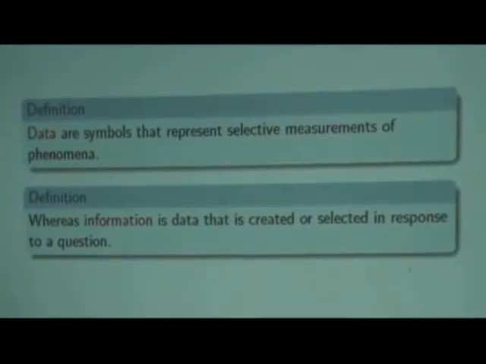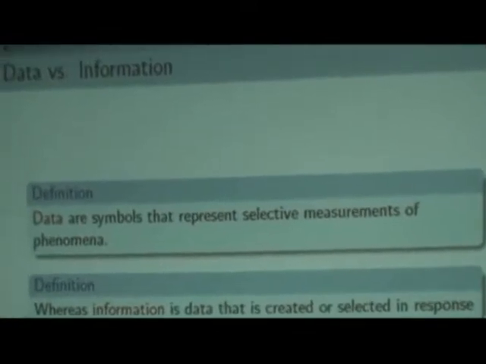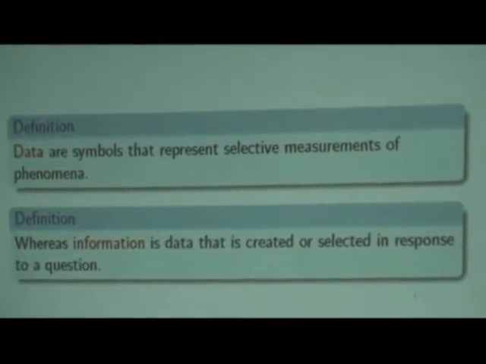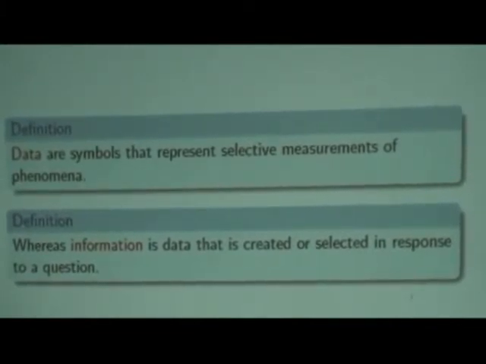So before we go more in depth into the problem, I just wanted to give a definition of exactly what I mean by data. Data can be considered as symbols that represent selective measurements of phenomena. Whereas information is data that's created or selected in response to a question. So it's part of a context. If I want to know something or I'm trying to make a decision, data doesn't become information until you actually ask that question. And data and information is basically an answer to that question.